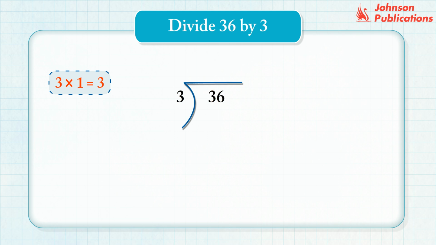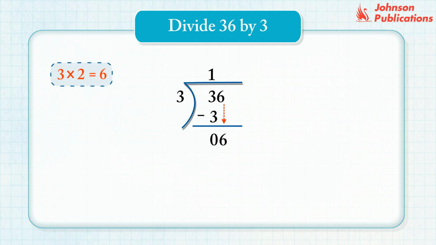3 multiplied by 1 is equal to 3. Write 1 in the tens place of the quotient and 3 below 3 and subtract it. We get 0 as remainder. Step 2. Bring down the ones digit of the dividend. Recall the multiplication table of 3 until you reach a number equal to or just less than the ones digit.